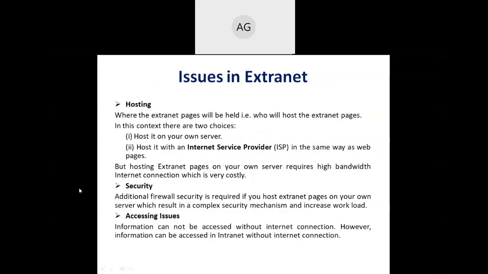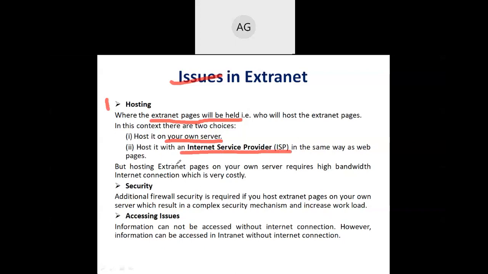The next topic is issues in the extranet. There are certain issues in the extranet. The first issue is hosting, that is, who will host the extranet pages. In this context there are two choices. The first one is to host it on your own server, meaning the company will host the extranet pages on their own server. The second choice is to host it with an internet service provider in the same way as web pages.